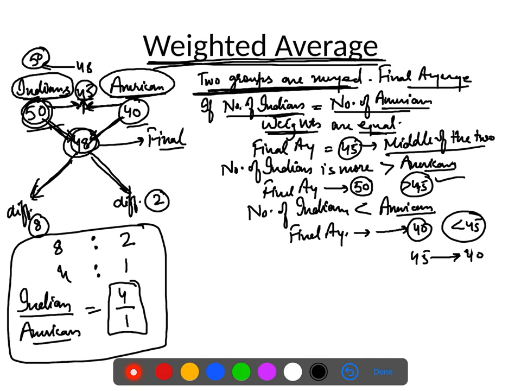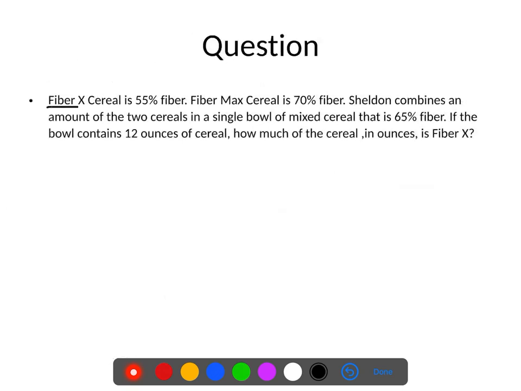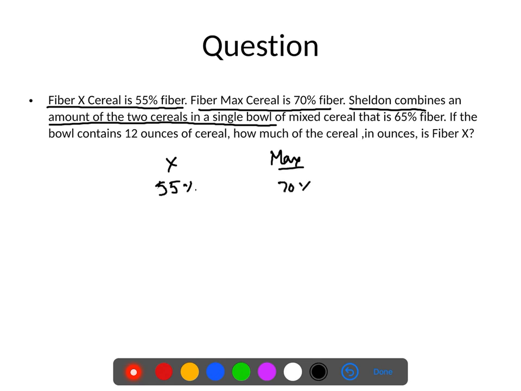Let's take a few examples and try to see how we can visualize the situation, how we can identify that a particular question will be done by this method. Fiber X cereal is 55% fiber, Fiber Max cereal is 70% fiber. So two kinds of cereals are there. Sheldon combines an amount of the two cereals in a single bowl. So Fiber X and Fiber Max are combined to make a bigger single bowl. So that's the situation. Two groups are getting clubbed. What are we talking about? 55% fiber, 70% fiber, and the final we have 65% fiber.